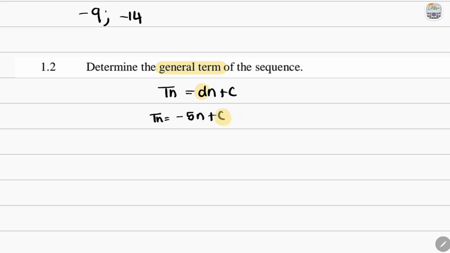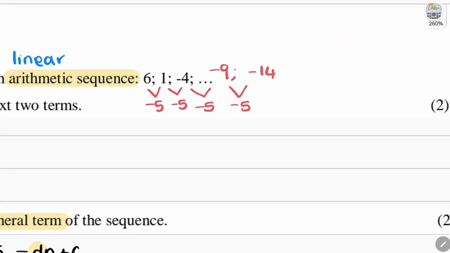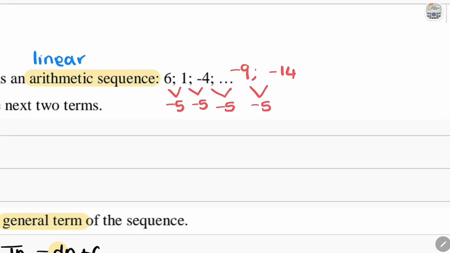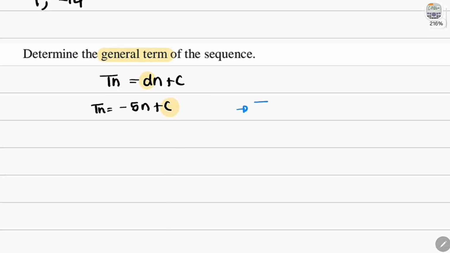Now the only thing missing is that c. To find c, we're just going to take one of the terms that we have here. You can take the simplest one. This term has a value of 1, and you can see that it is the second term. So what we're saying is term 2 is equal to 1. I'm going to substitute that info in here.